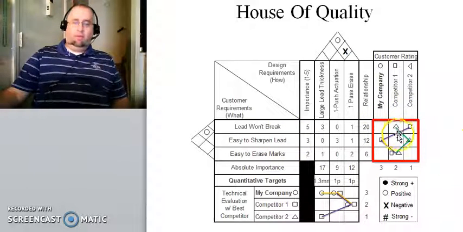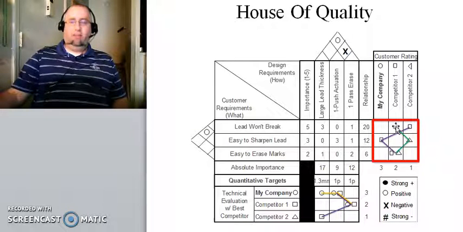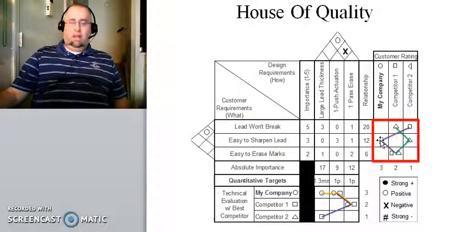So with respect to the lead won't break, competitor 2, which is the old yellow wooden pencil, has stronger, thicker lead than competitor 1, and so it's given a higher value, although the lead is still kind of soft and easy to break. So I don't put it at 3, I put it at 2. For easy to sharpen the lead, well, it's much easier to just push the lead out of the mechanical pencil than it is to get a pencil sharpener and sharpen the old wood pencil. So I've given competitor 1 a 3 and competitor 2 a 1 on the scale of easy to sharpen.